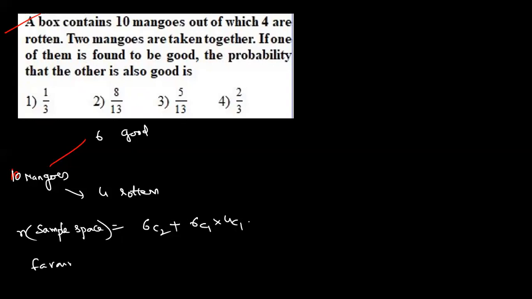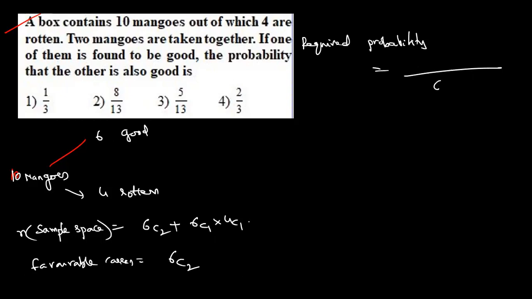Now the concept is, what about favorable cases? Both mangoes are good, they're asking. What is the probability that both mangoes are good? That means favorable case, what here? Only 2 mangoes are good means what? You have to choose from 6 mangoes. So therefore the required probability is, what is the answer? Sample space means what? 6C2 plus 6C1 into 4C1, by the number of favorable cases. That is the answer.